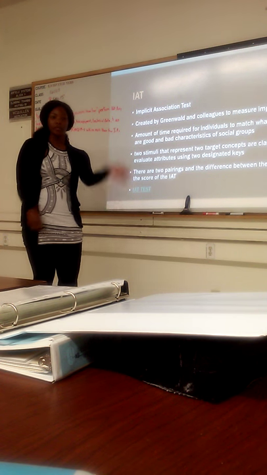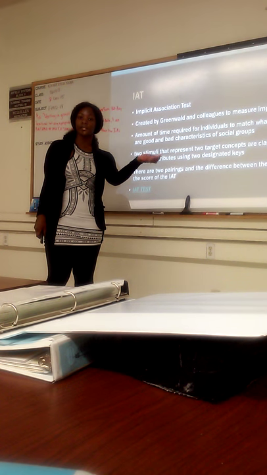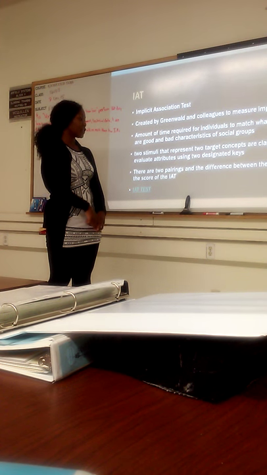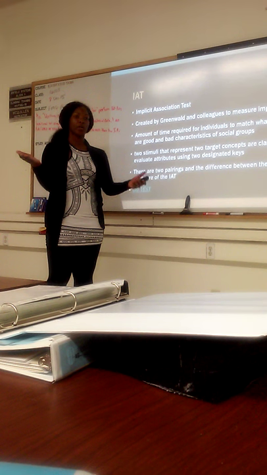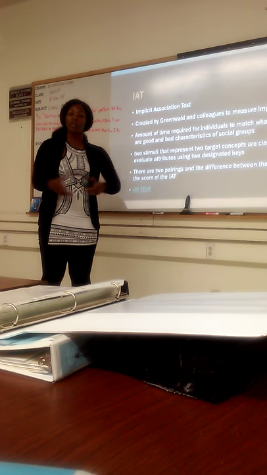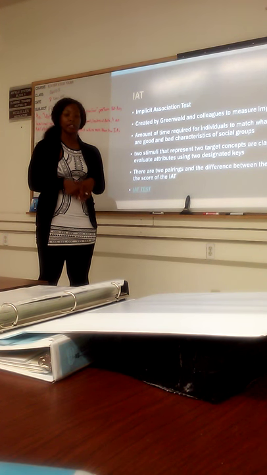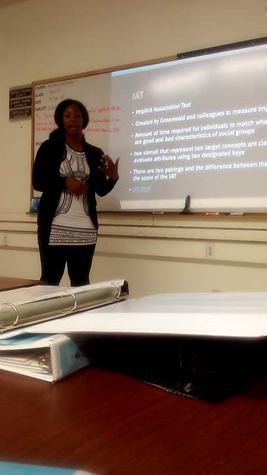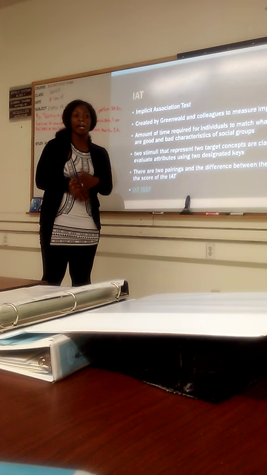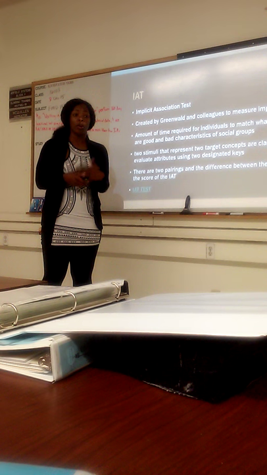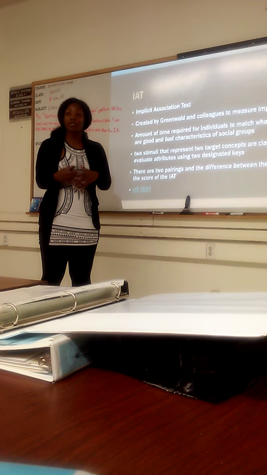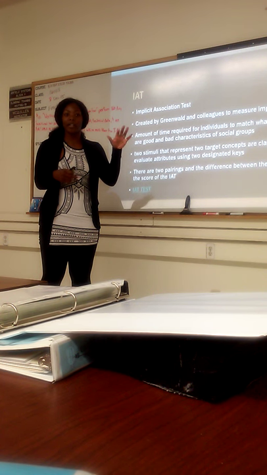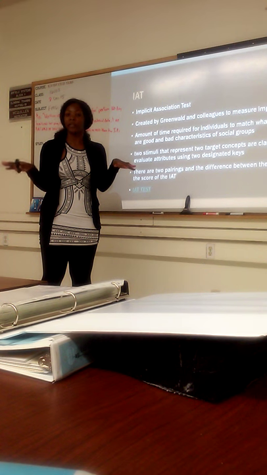So you take your explicit, and then you take your implicit, and whatever scores they have on those are subtracted, and it shows whether the person has a pro-white bias, pro-black bias, if they're neutral, and it also shows if their explicit is different from their implicit.